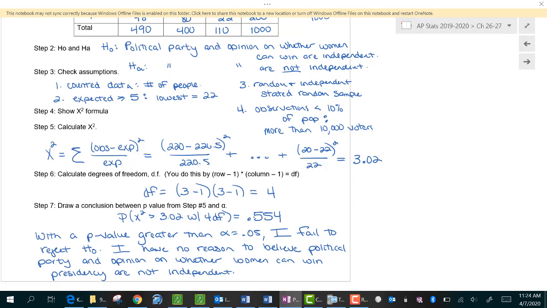So for my conclusion, I would say with a p-value greater than alpha equals 0.05, I fail to reject H0. I have no reason to believe political party and opinion on whether women can win presidency are not independent. And that's all for our chi-squared test of independence.